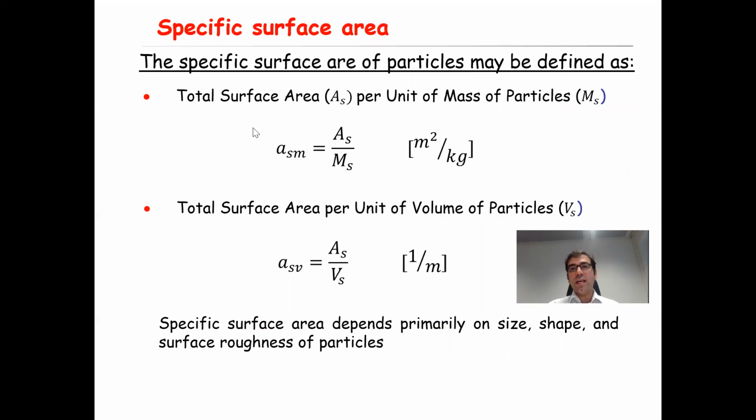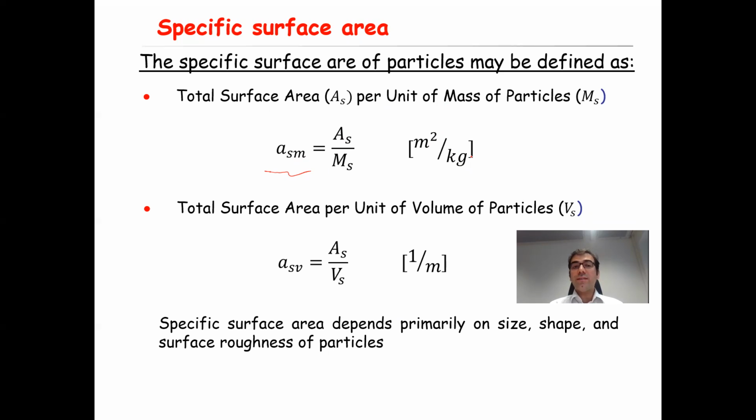So the specific surface area of the particles may be defined in two different ways. I mean, they're related to each other. The first one is the total surface area, AS, per unit of mass of particles. So that is represented by lowercase A_SM, the specific surface area. M here stands for the mass of the particle. Per unit of mass of the particle is equal to AS, the total surface area, divided by MS, that is the mass of the particle. And the unit will be equal to meter square divided by kilogram.